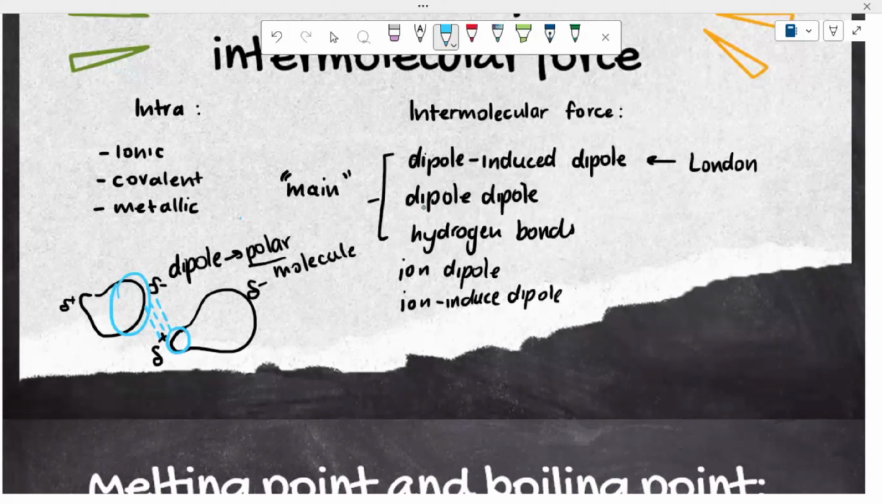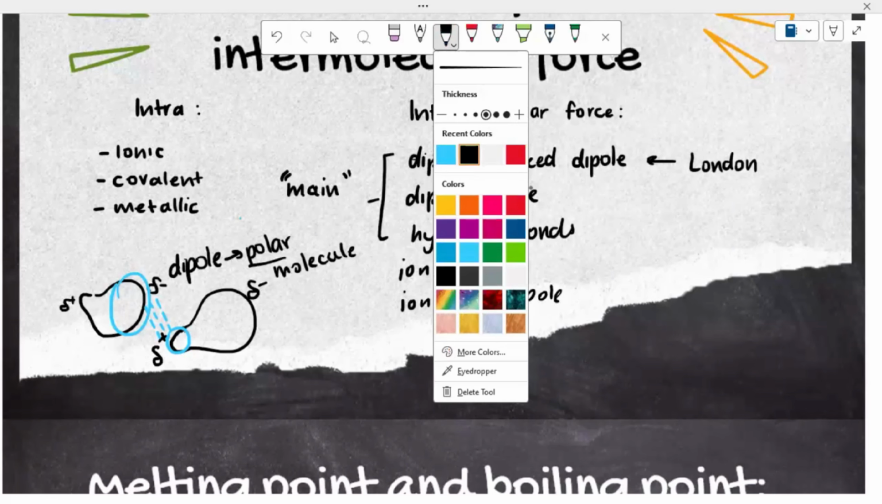So whether something's a gas, a liquid, or a solid, it all depends on our intermolecular forces. This is dipole-dipole that I've drawn out here, where you have two dipole molecules next to each other and the negatively charged end is attracted to the positively charged end. Then we have our dipole-induced dipole.